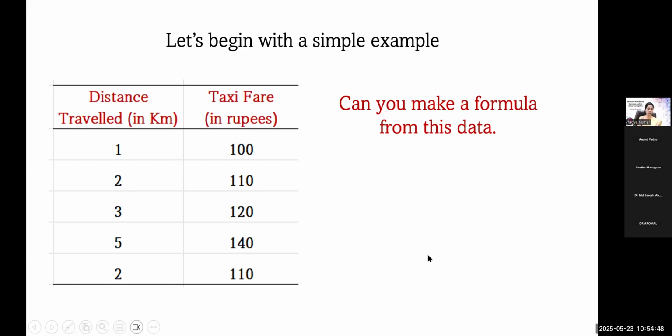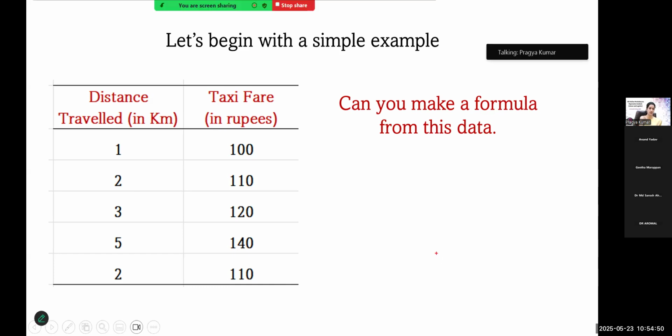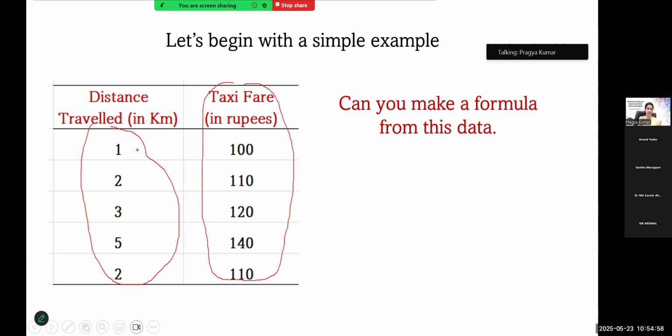This is a data set of 5 points you can see here. The first column shows the distance traveled in kilometers, and the second column shows the taxi fare. For 1 kilometer, the taxi fare is 100. For the second kilometer, it is 110. For third, it is 120. For fifth, it is 140.